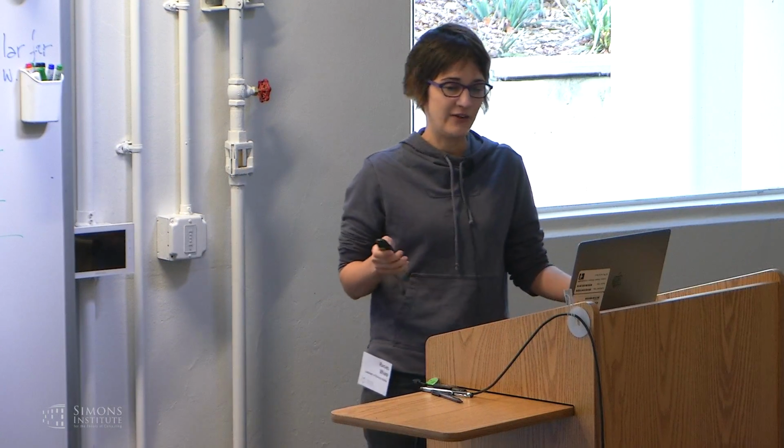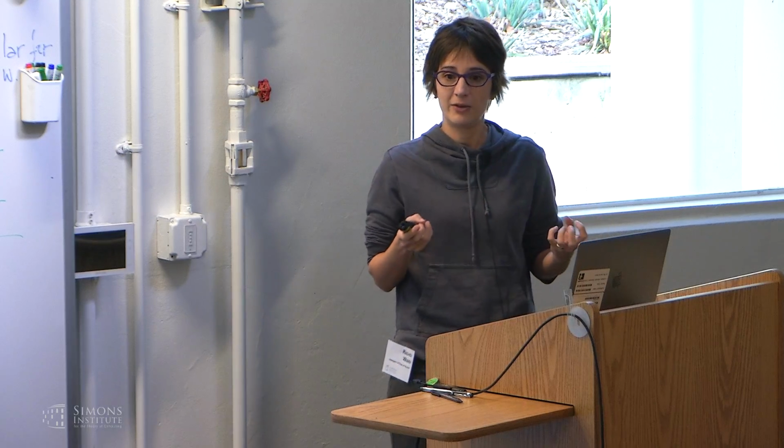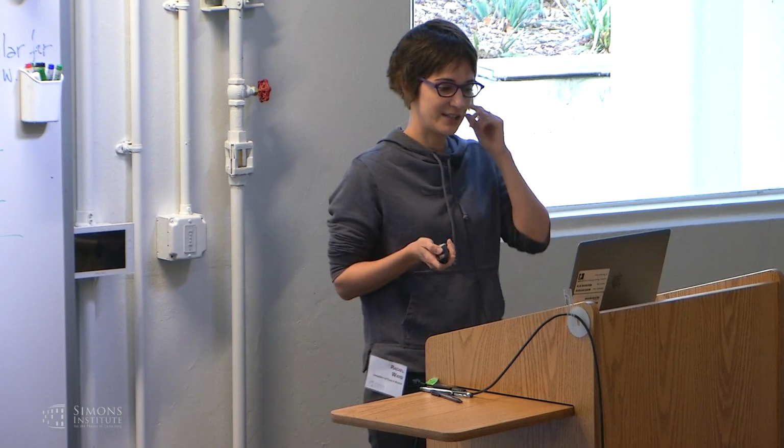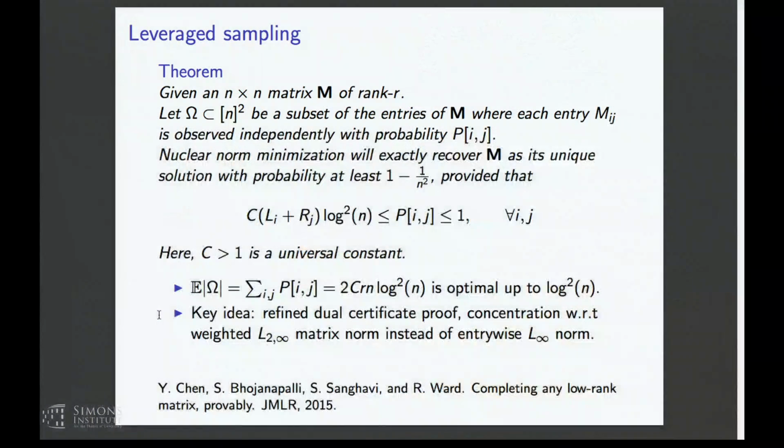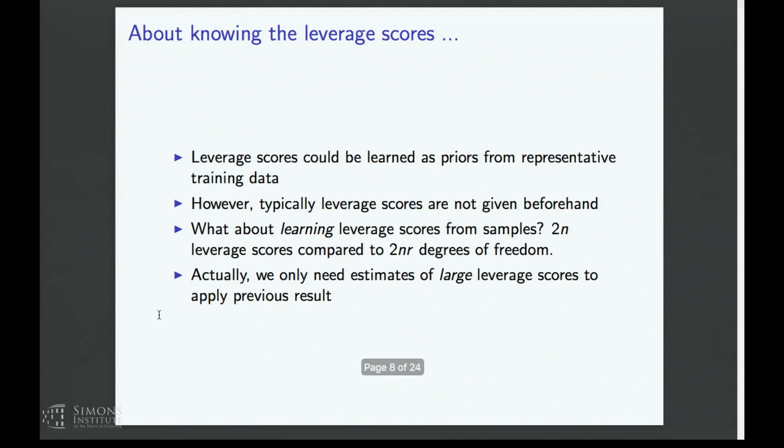And that seems possible given that we're asking for only 2n pieces of information, 2n leverage scores, versus 2 times n times r degrees of freedom, which is to complete the entire matrix. And it could seem even more plausible because if you look at the result, we only need to bound the largest leverage scores of the matrix, because if we sample with a probability that's greater than the little leverage scores, that's fine. It doesn't matter. So the unimportant rows and columns, we don't need to know. In fact, we just need estimates for the large leverage scores.